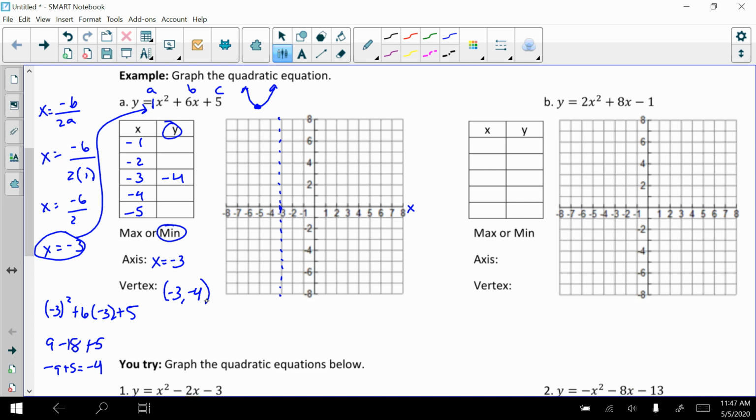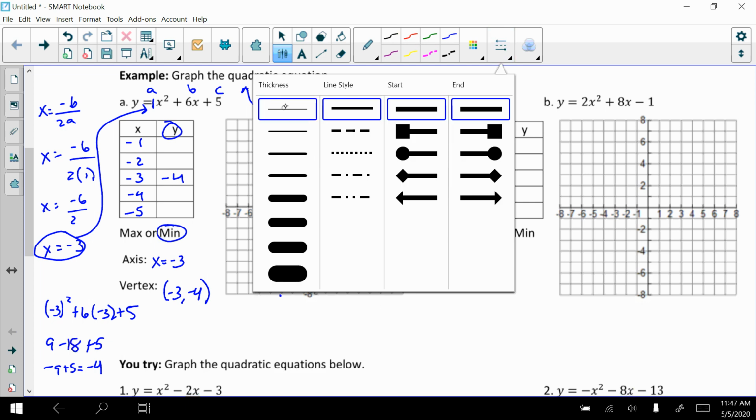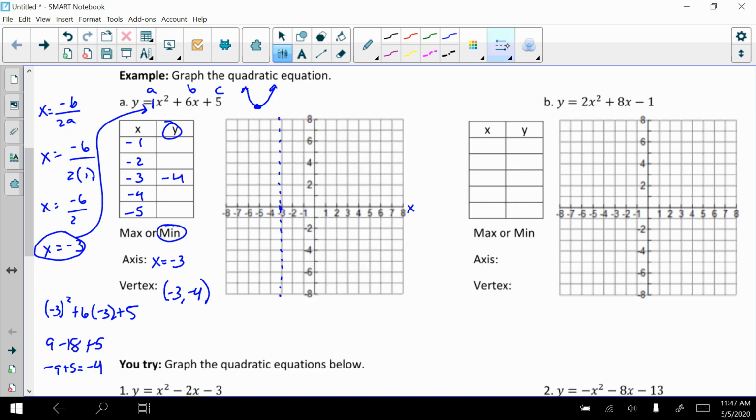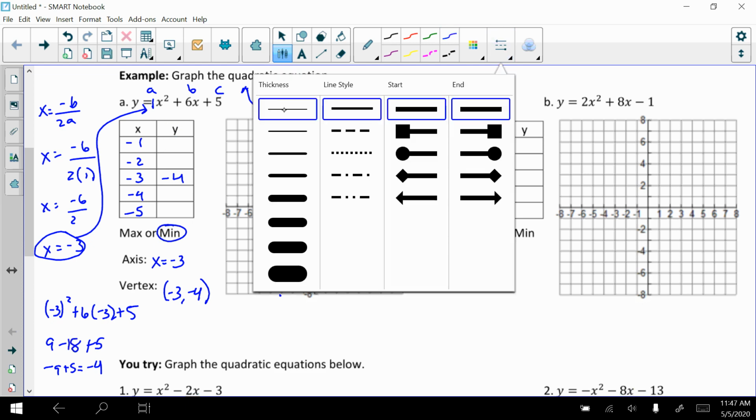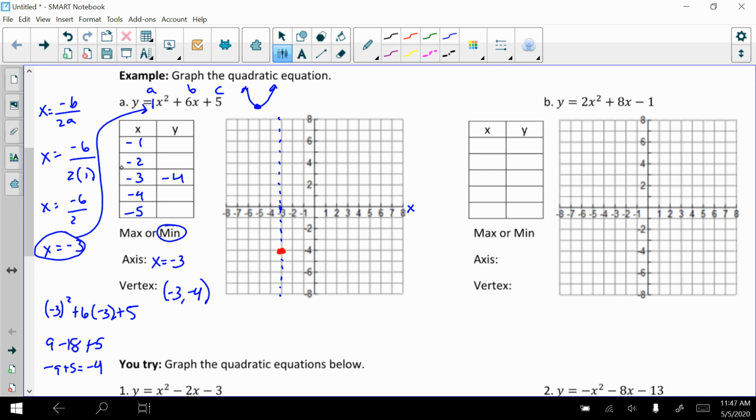So let's go ahead and mark that. Use a different color here. Negative 3, negative 4. There's my vertex. That's going to be the middle point of my parabola. Okay, well, how do we get the other points? We're going to do exactly what we did with the vertex. We're going to take these x coordinates, plug them into my equation to get the corresponding y coordinates.